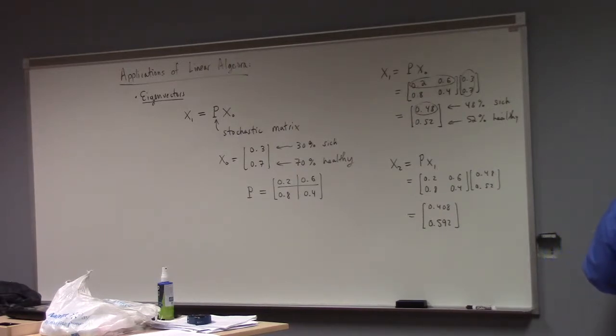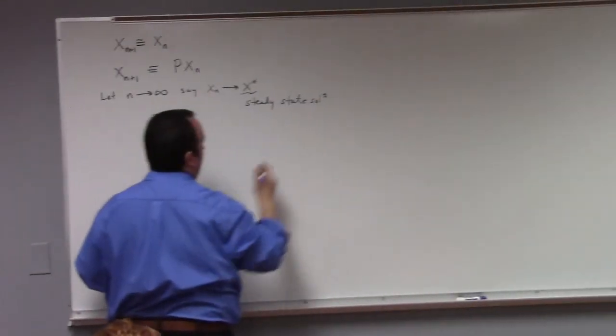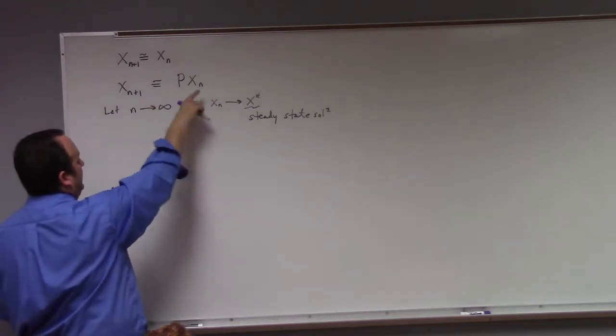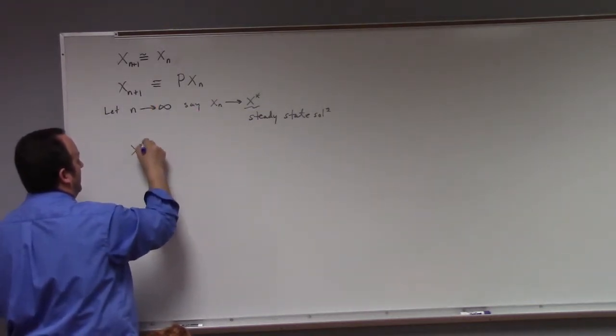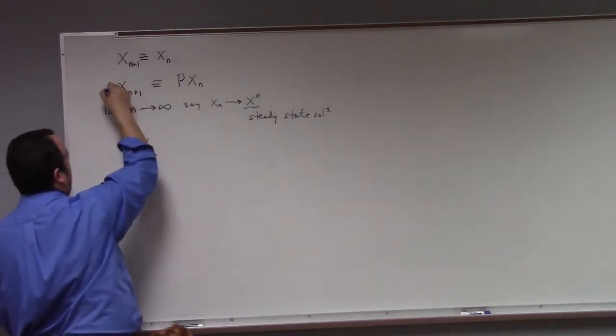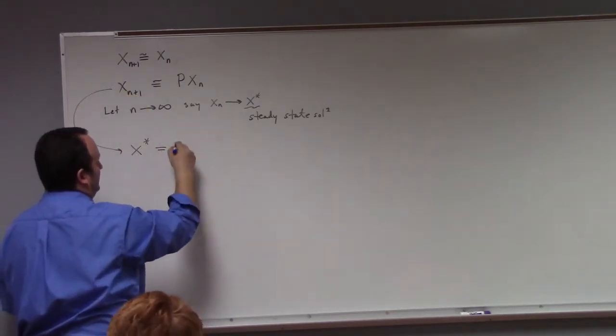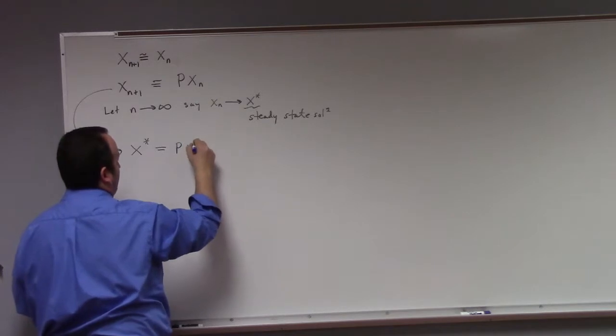Let's say xn goes to x star, the so-called steady state solution. That's that thing you guys are talking about. You said it should even out. Now you think the steady state solution should be 50% sick, 50% healthy. I don't know. But this much I can tell you, if you take the limit of this, we get x star on that side, and p doesn't change, so it's just p times x star. What does that say x star is?